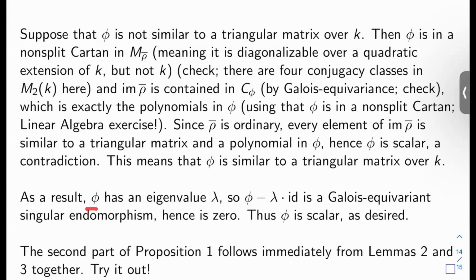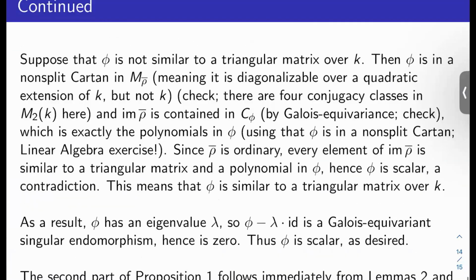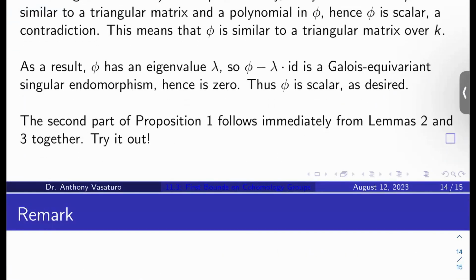As a result, phi has an eigenvalue lambda. So if you look at phi minus lambda times the identity, this is a Galois equivariant singular endomorphism, and so it must be 0. So that proves this group is trivial here. That's what we wanted. Okay. As for the second part of proposition 1, it immediately follows from lemmas 2 and 3 and definitions. I'll leave it as an exercise.